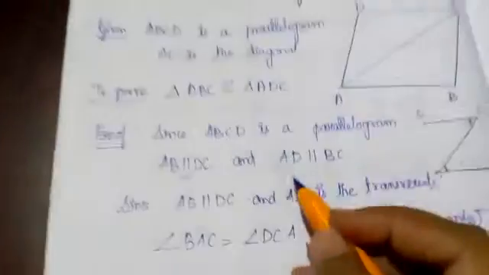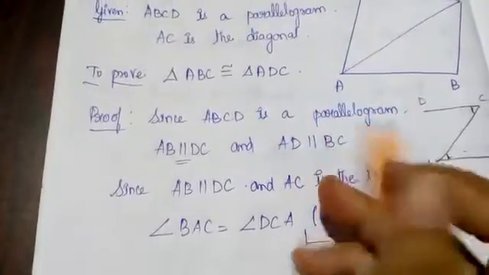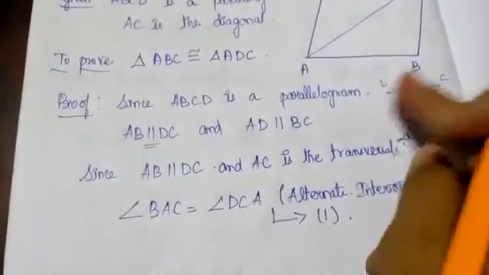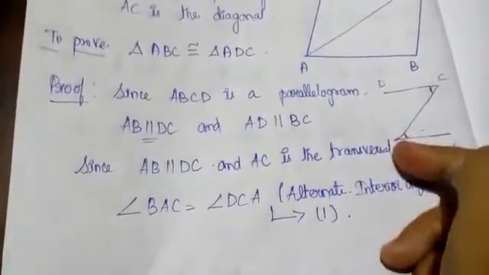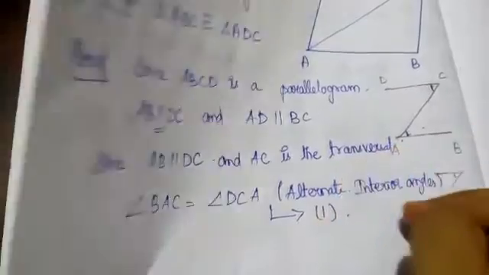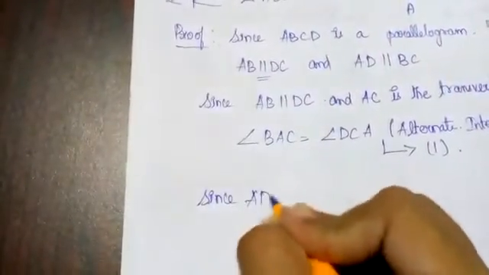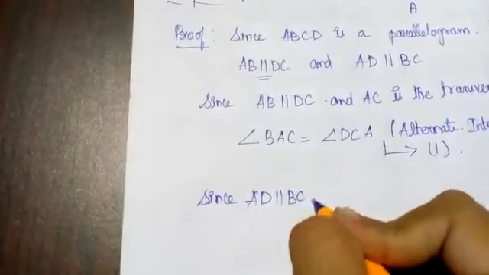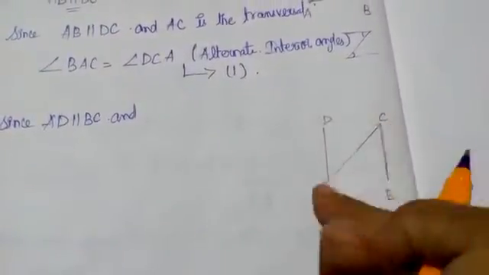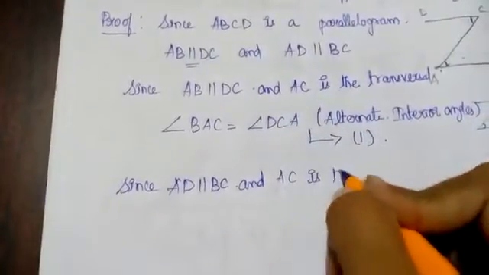Next we are taking the other parallel side. First we took AB and DC parallel with AC as the transversal, and we found one pair of alternate interior angles. Next we are going to take AD parallel to BC. So you can write it, since AD is parallel to BC, and again AC is the transversal.